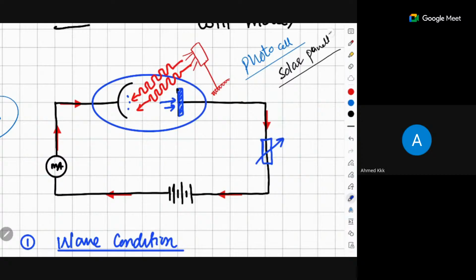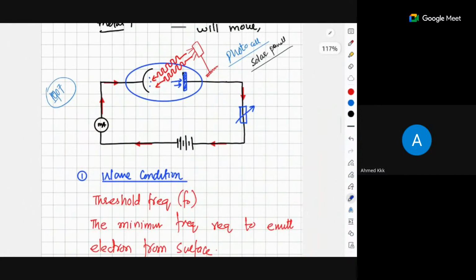variable resistor, what did we do? We just control the amount of current. This is the variable voltage source as well, and this is a milliammeter. Actually, this is the masterpiece here. This milliammeter shows whether some electron has been released or not. Okay, so this is its basic structure.